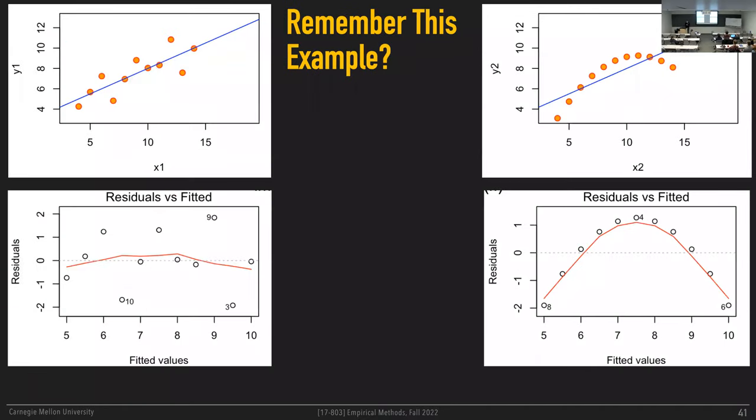Okay, so now remember this example that we just talked about a minute ago. The residuals again would tell you which model to prefer. The residuals would tell you that the linear model for the set of points on the right-hand side is not a great model because there's this clear pattern in the residuals. So by looking at this plot of residuals, you could tell if it's a good model or not.